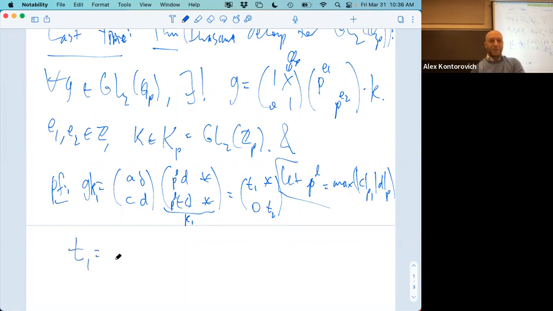So T1 must be some P to the E1 times a unit, U1 is in Z_p cross. And the same thing with T2, P to the E2 times U2.